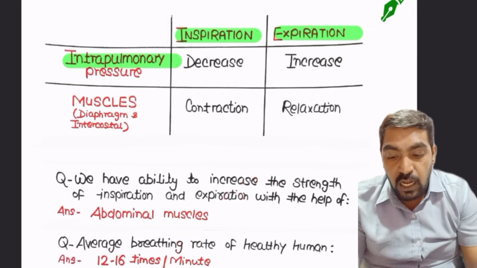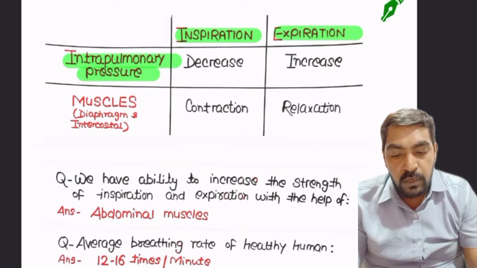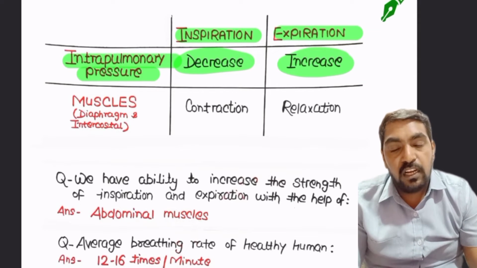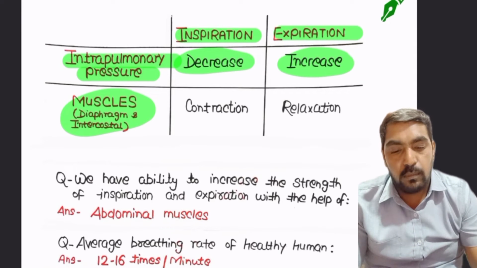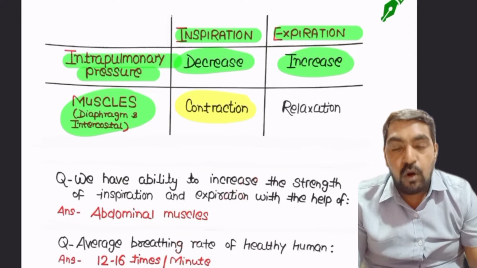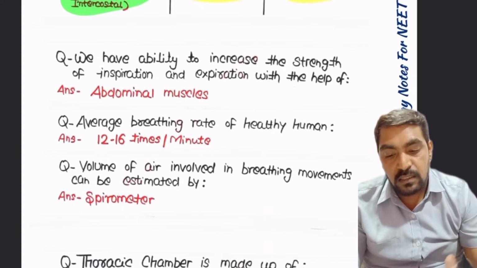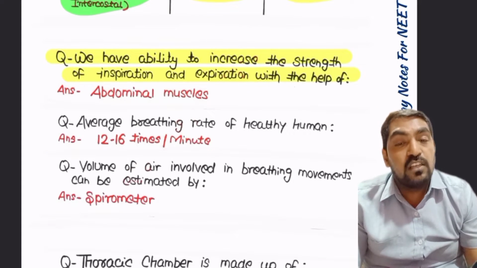As far as intrapulmonary pressure is concerned, during inspiration the intrapulmonary pressure decreases. In expiration the intrapulmonary pressure increases. With respect to diaphragm and intercostal muscles, remember students, at the time of inspiration it contracts and at the time of expiration it relaxes.